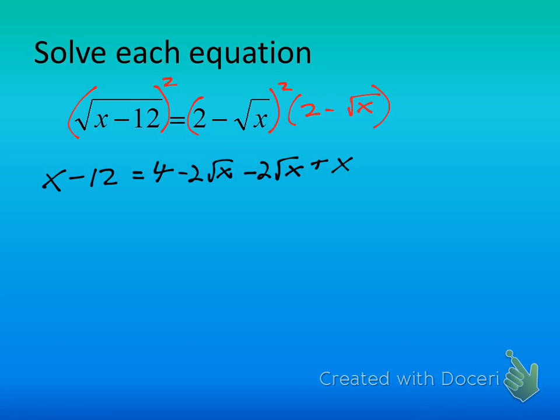What do you see here in between? Like terms, so let's combine those real quick. So x minus 12 equals 4 minus 4 times the square root of x plus x.